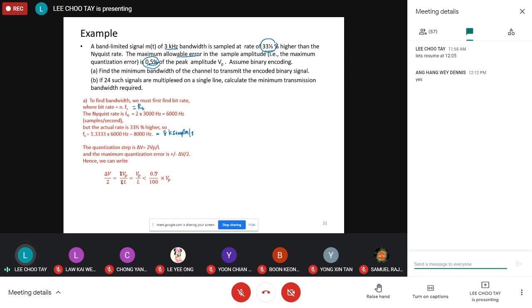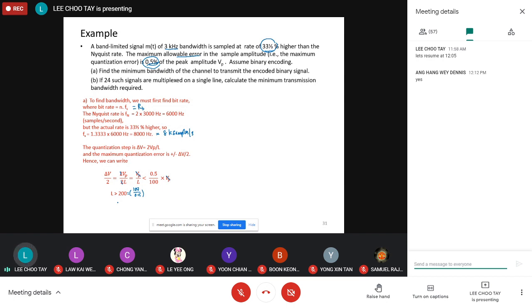Always write in this form: 0.5 over 100 times the peak amplitude VP. If I cancel VP on both sides of the equation, I get L must be greater than 200. Where does this 200 come from? It comes from 100 over 0.5. I bring L over here, the 100 goes over here, 0.5 goes down, and the sign changes, so less than becomes greater than. These are simple maths, so I don't think you need me to explain.